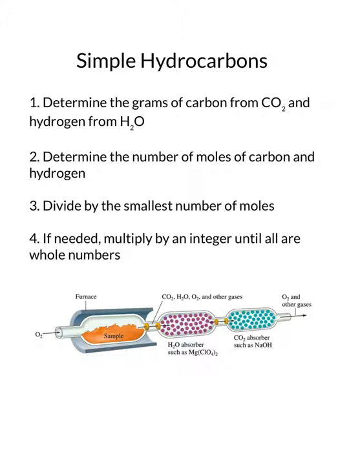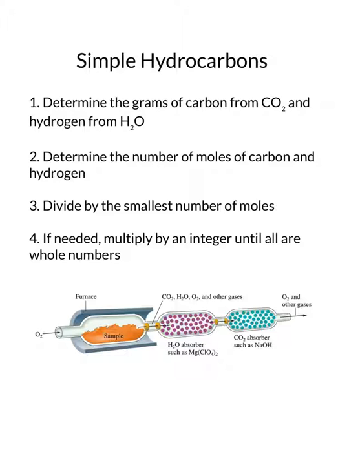In the analysis of simple hydrocarbons, we have four major steps. The first step is to determine the grams of carbon from the CO2 we collected in the third chamber, and the grams of hydrogen from the water we collected in the second chamber. From that information, we're going to determine the number of moles of carbon and hydrogen. This is using stoichiometry and dimensional analysis. In the third step, we're going to divide by the smallest number of moles. What this is going to do is give us the ratio of the elements in the compound to determine our empirical formula.